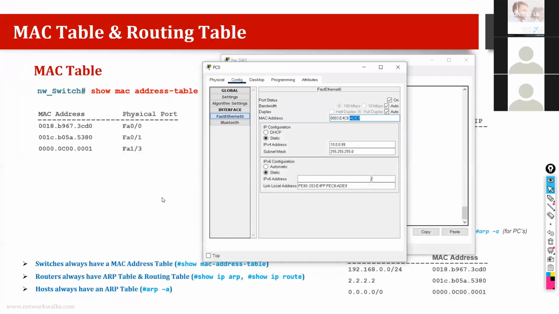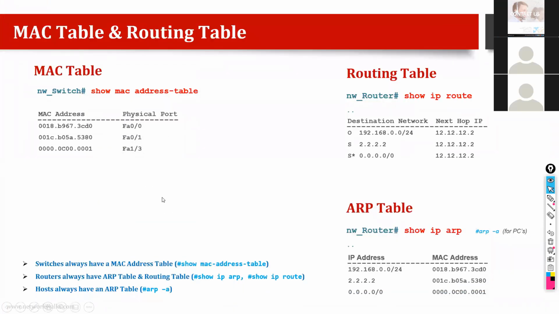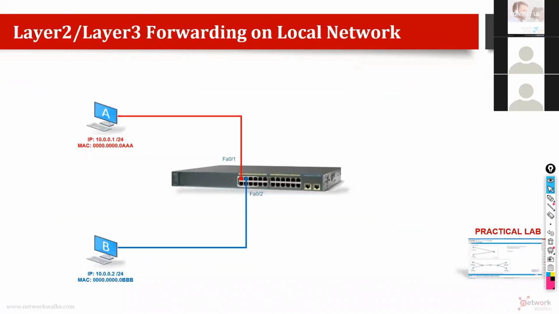Okay, back. So 3 types of tables. Clear until here? Let's do the scenario, then it will be more clear for you guys. So here we have a switch and 2 computers which are connected to this switch. So let's try to understand this scenario first.